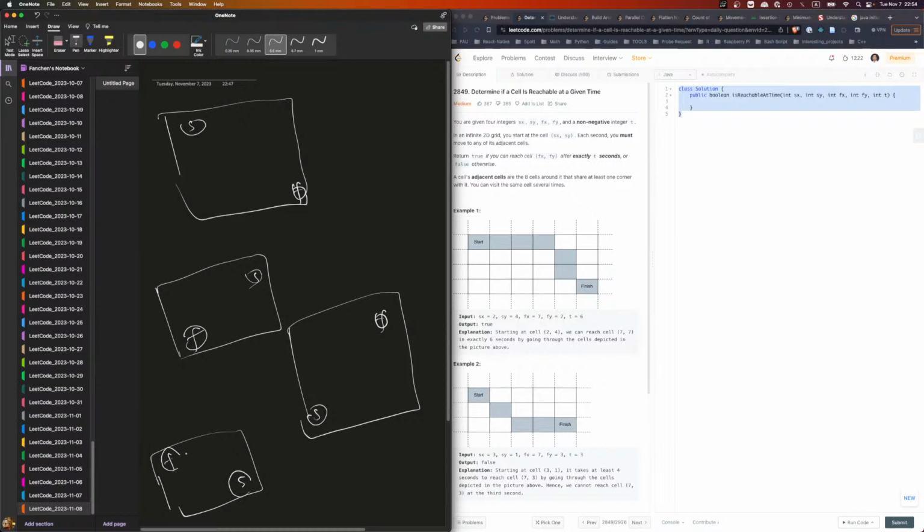So in all these situations, the shortest distance is, we try to go diagonal. It is just to find the shortest distance between these two.